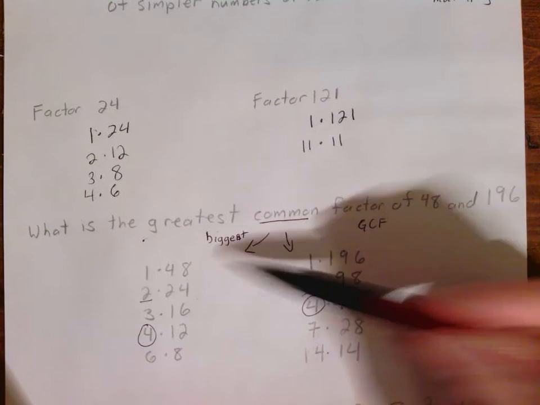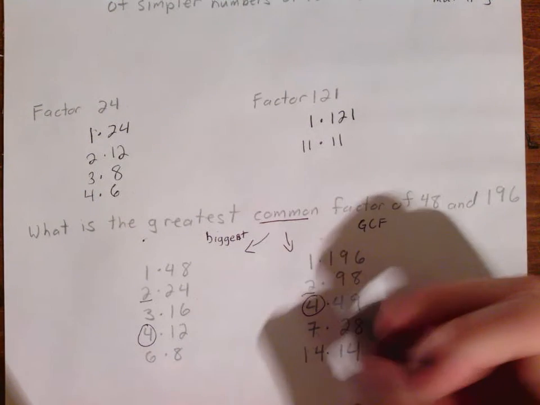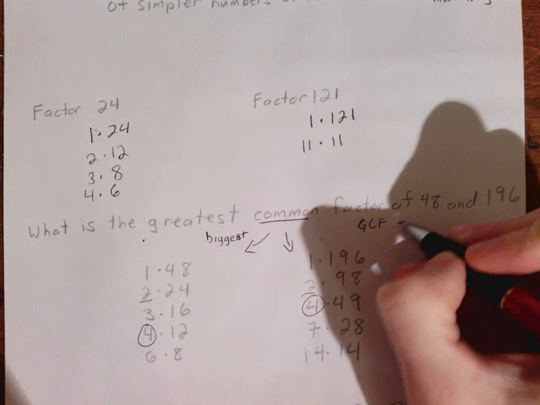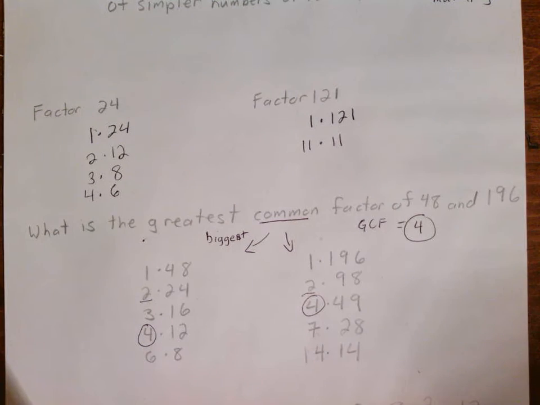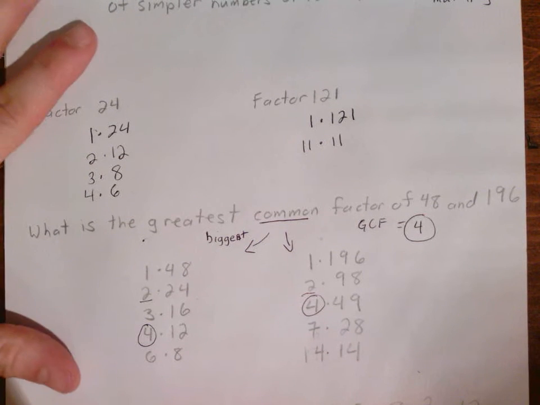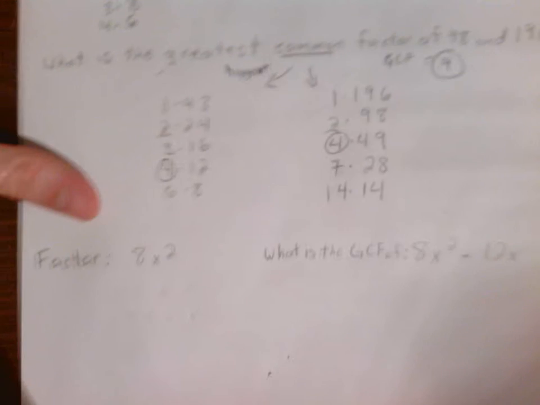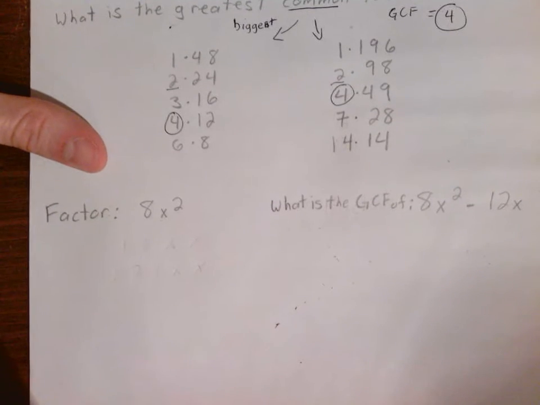Nope. So our greatest common factor, our GCF, that number is 4. That's our answer. It's the greatest number that both of those have in common. Earlier, if you remember our definition, we said that it could be a number, but it could also be a term. So down here, I have some math terms.